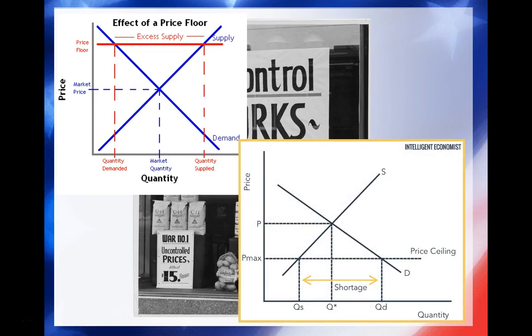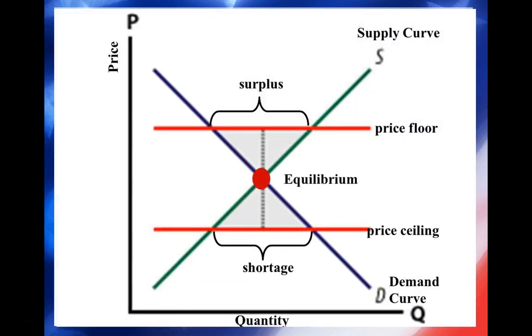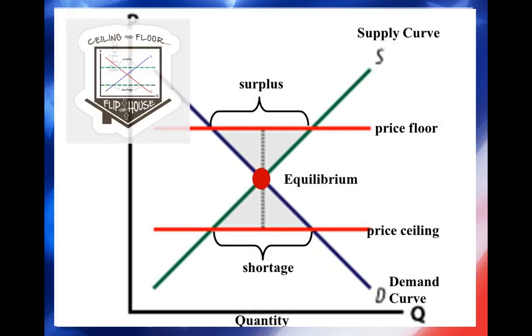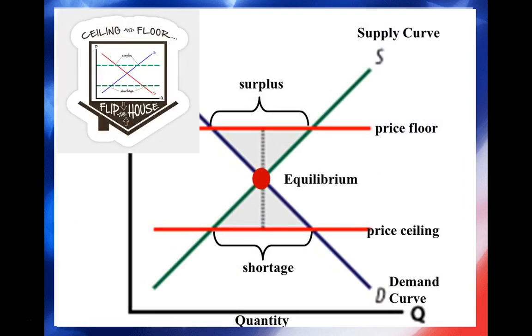On the other hand, when government decides that the price of something should be below the equilibrium price, you get a shortage. Think of rent-controlled apartments. If you have a rent-controlled apartment, the market price of that apartment would rise a lot higher than what the rent control price would allow. So, when you have a price floor, you have a surplus. When you have a price ceiling, you have a shortage. Easiest way to remember this is to flip the house. The ceiling is on the bottom, the floor is on the top.